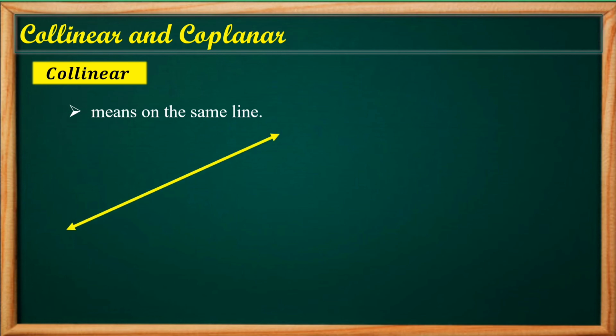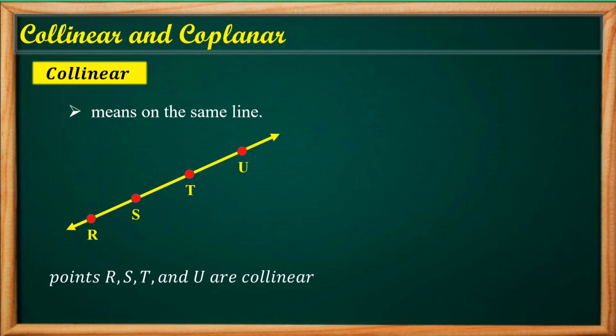Okay. Example, if we will have your line, then point R, point S, and point T are collinear. Okay? They are collinear. Point R, S, T, and point U are collinear. Bakit? Those points ay nasa iisang linya lang. That is what we call collinear.